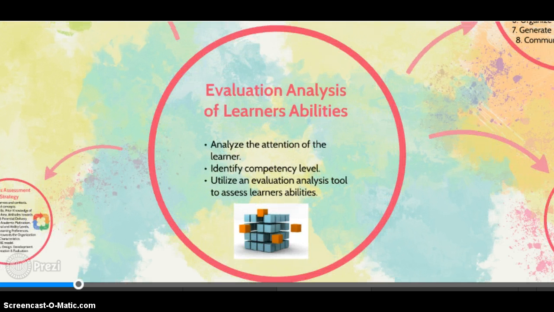Initially, we determined as instructional librarians that an effective evaluation method needs to be created, established, and utilized to assess student learning levels and determine a measurable starting point. This includes observing and analyzing the attention of the learner, applying a test for determining their competency levels with respect to the topic being taught, and then a distribution of an evaluation analysis tool for assessing learning abilities.